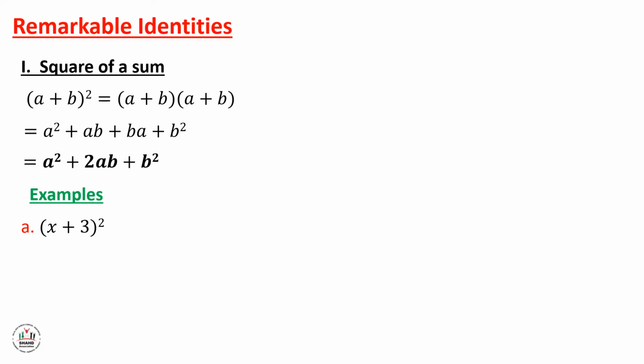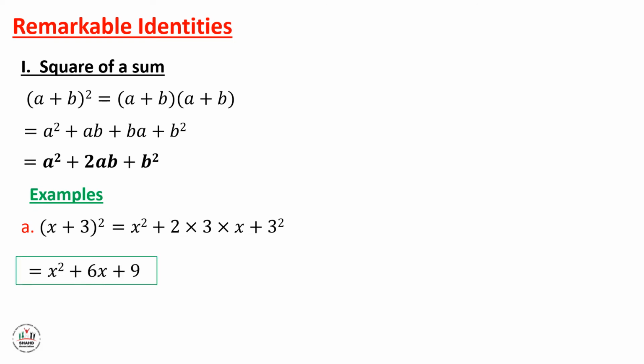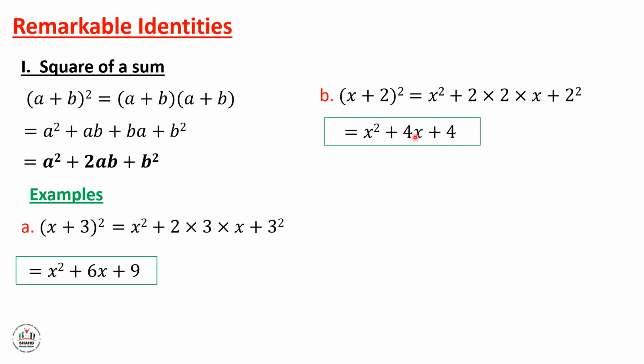x plus 3 squared. So we can write directly x squared plus 2 times 3 times x plus 3 squared, which is equal to x squared plus 6x plus 9. x plus 2 squared. So we write the first term squared, x squared, plus 2 times the numbers inside the bracket, so 2 times x times 2, plus the second term squared. So x squared plus 4x plus 4.